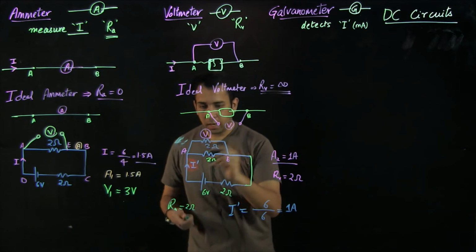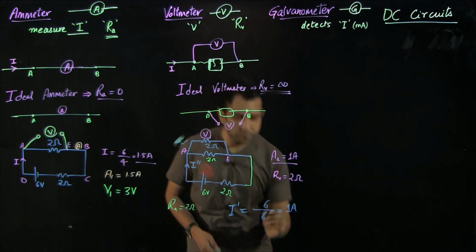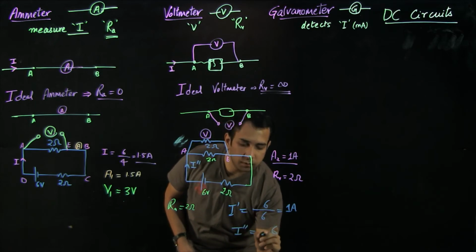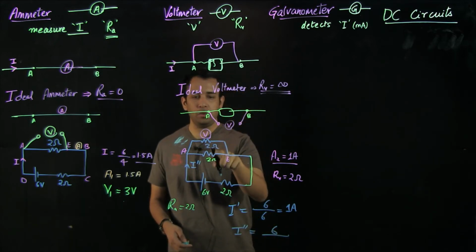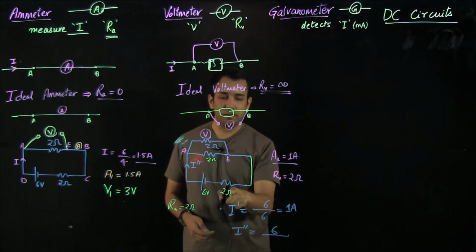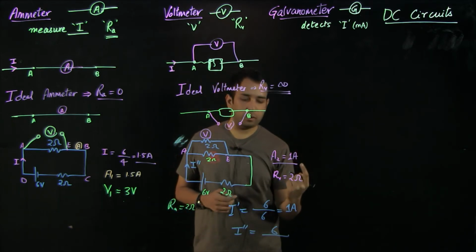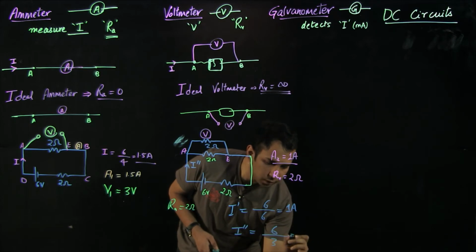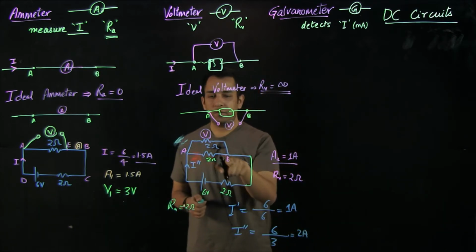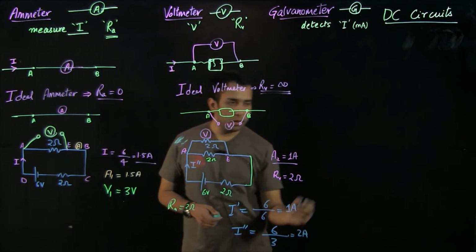And this I dash will become I double dash. So I can calculate this I double dash, like it's 6 volts, and the net resistance would be 2 parallel with 2, that will give me 1 ohm, and then 1 ohm in series with 2 ohms, that will give me 3 ohms. So it's 2 amperes.